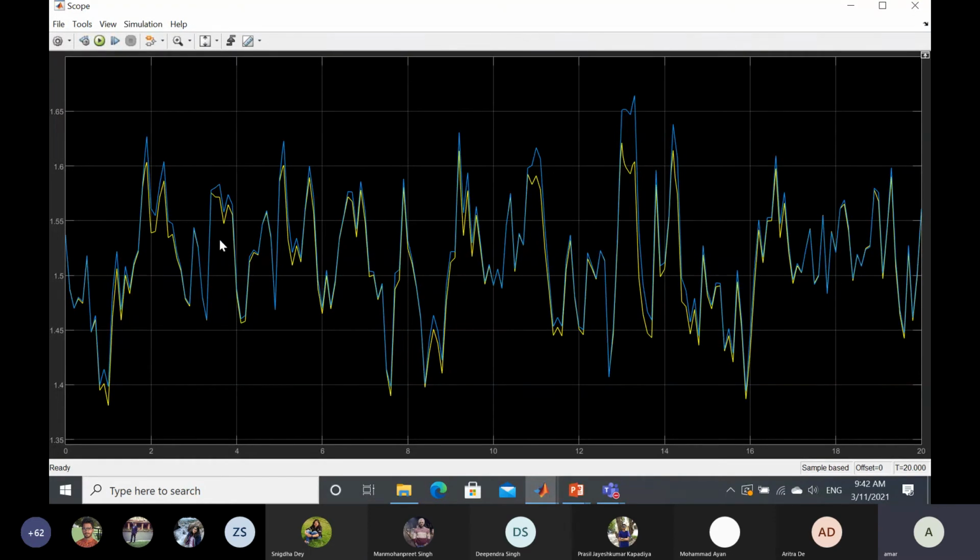But here you can see one thing, since the process condition is always dynamic, so there is some dynamic mismatch in some places. But the trend is remaining the same, and in most of the places the observation is quite well.